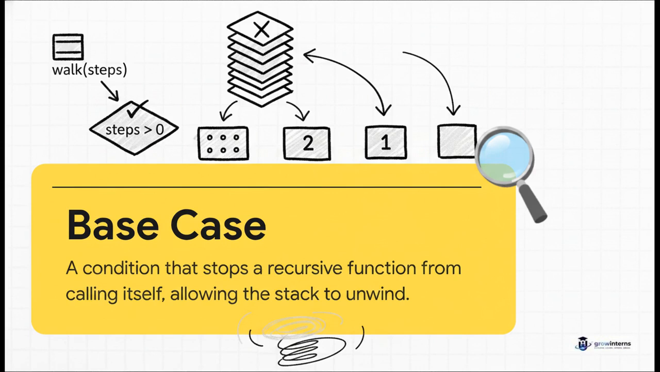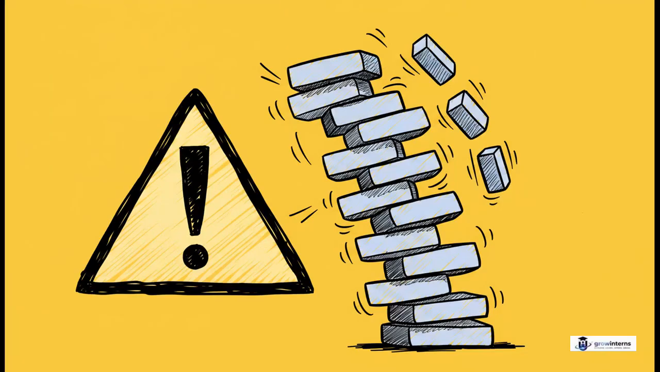The top plate comes off, letting the one below it finish, then that one comes off, and so on all the way down. It's like dominoes falling, but in reverse. But what if you forget that stop sign? What if that base case never happens? Well, then you run into a very, very common and very nasty problem.